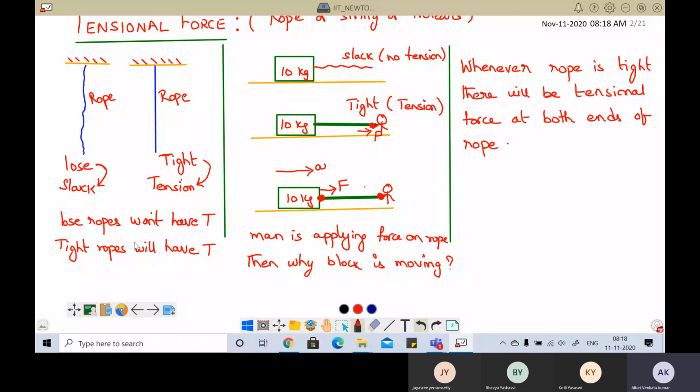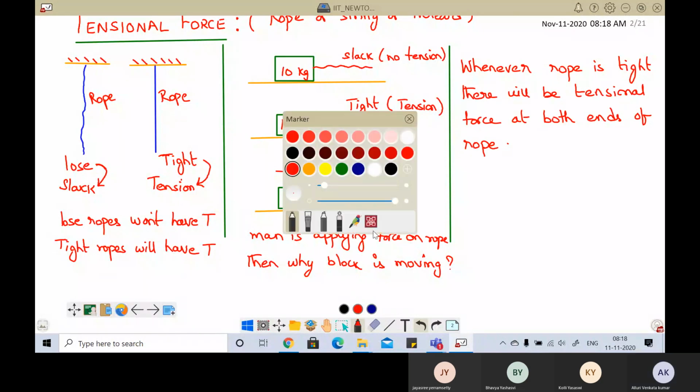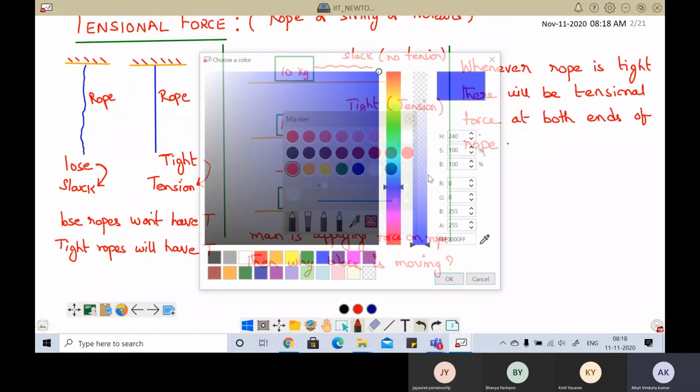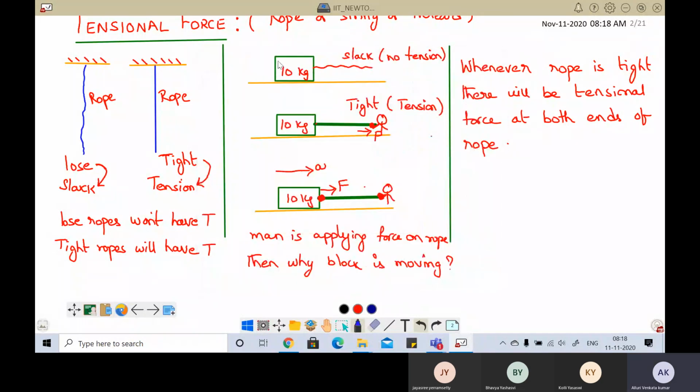Okay, so now I'll ask another question. Suppose this is the same 10 kg block, and this is a string. Now there is a man. I want the block to move to the left side, not the right side, with the help of this man. Can this man, with the help of this rope, make the block move to the left side?